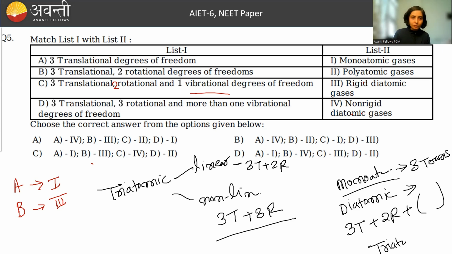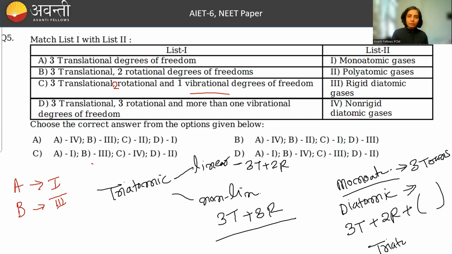What will be the answer for C? So for C, the answer will be, see here, generally in diatomic gases, their vibrational mode is not excited. Vibrational mode gets excited at very high temperature, but here there is no talk of high temperature. And if there is no talk of high temperature, still the vibrational degree of freedom is getting initiated.